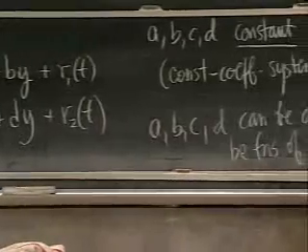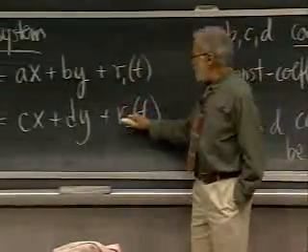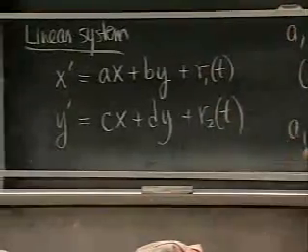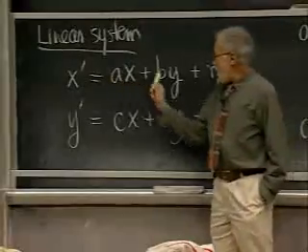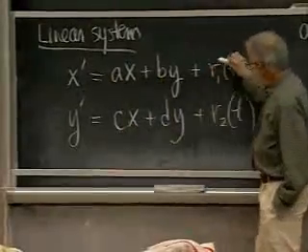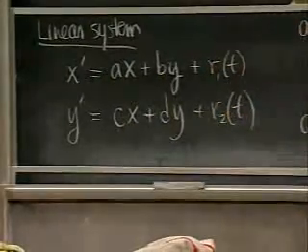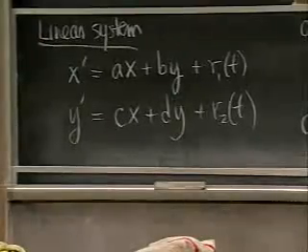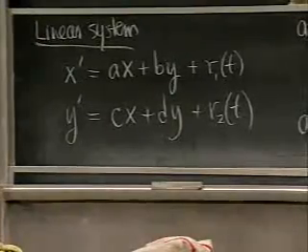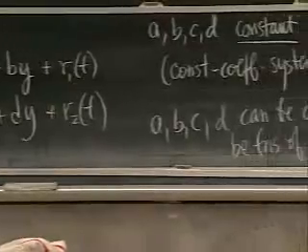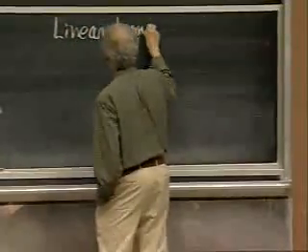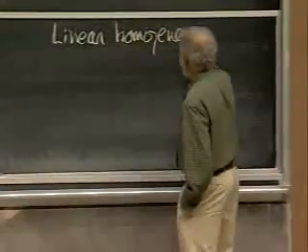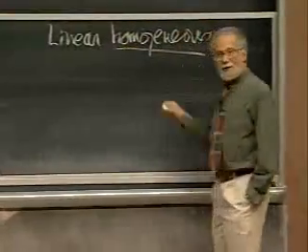Well, what would a homogeneous system be? A homogeneous system is one without these extra terms. That doesn't mean there's no t in it. There could be t in the a, b, c, and d, but these terms with no x and y in them must not occur. So a linear homogeneous system is the kind we're going to start studying first.